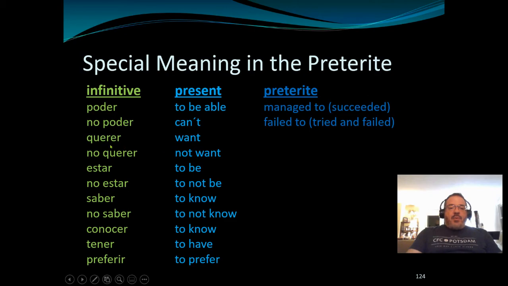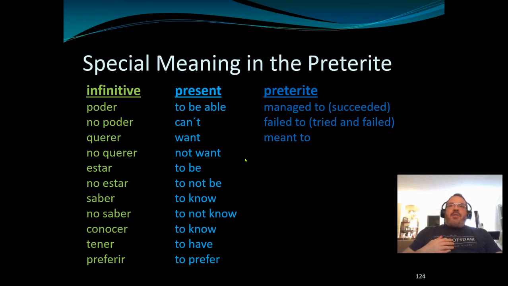All right, how about to want? If you put it in the preterite, it doesn't really mean you wanted. It does, but it doesn't. It means that you meant to. It's kind of like saying, "Hey, did you see a movie last night?" "I meant to see a movie, but I didn't have time." It's kind of like the desire without the action.